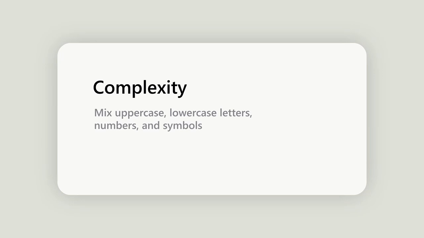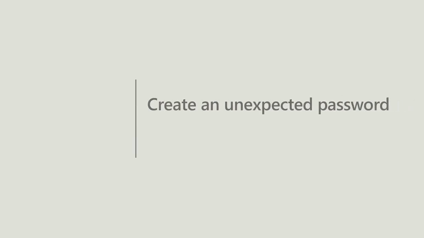Complexity is another crucial element. A mix of uppercase and lowercase letters, numbers, and symbols creates a vast array of possibilities. This means it takes longer for attackers to guess a password, and they might give up altogether if it takes too long. However, complexity doesn't just mean a random string of characters. Unpredictability is crucial too. This means common words, phrases, or personal information that can be easily guessed or found on social media profiles should be avoided. Instead, individuals should opt for a password that's unexpected and challenging to predict.